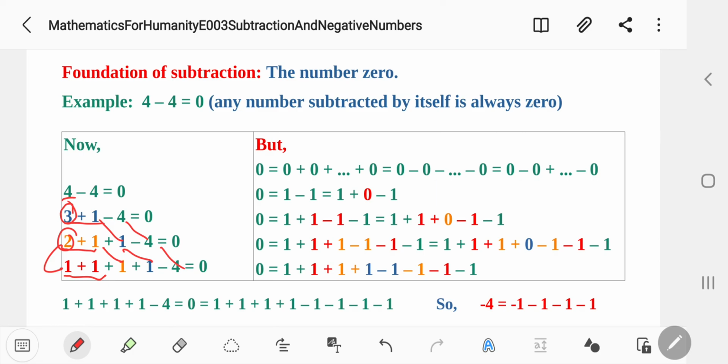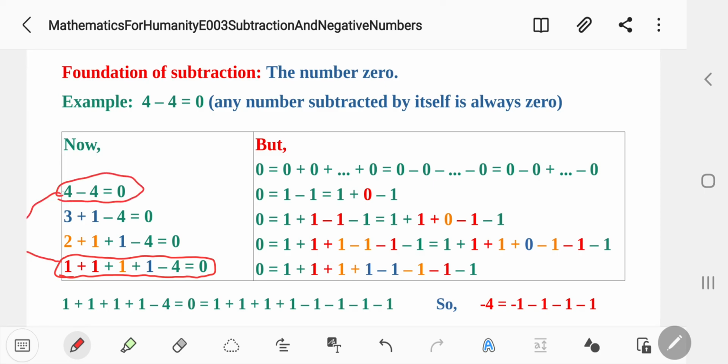So finally, you arrive at this expression. Okay, this one. 1 plus 1 plus 1 plus 1 minus 4 is equal to 0. This is the same thing as this one, because we know that 4 is actually equal to 1 plus 1 plus 1 plus 1. 4 ones. So we write that here.